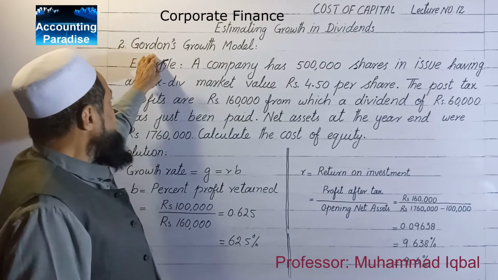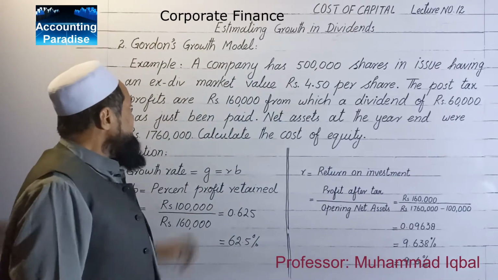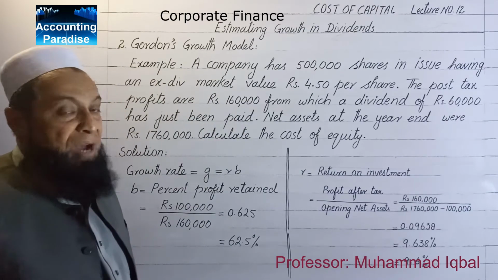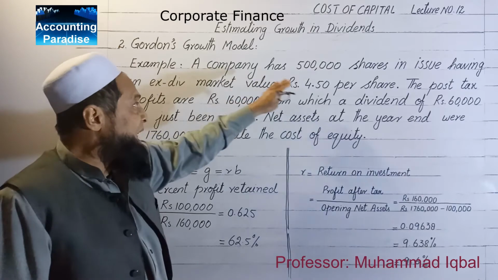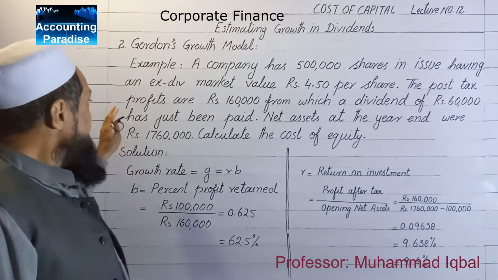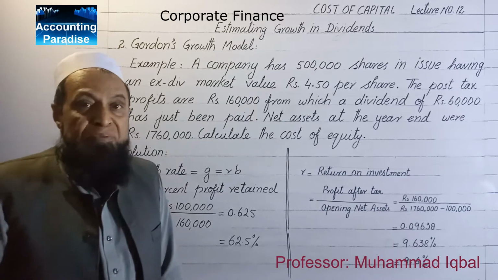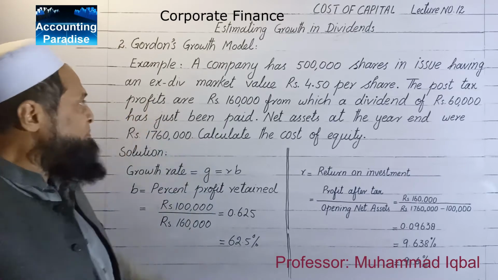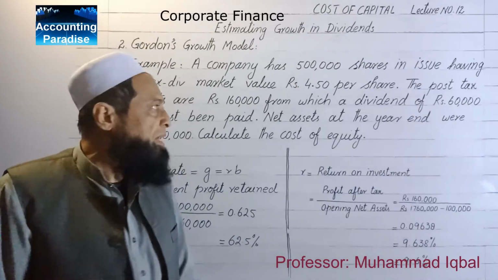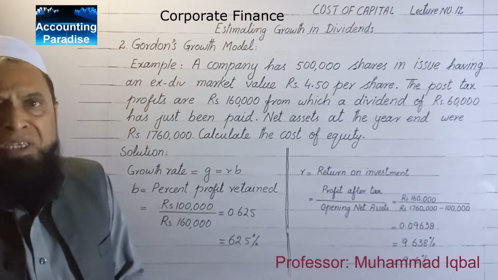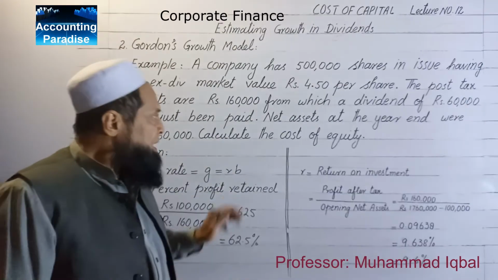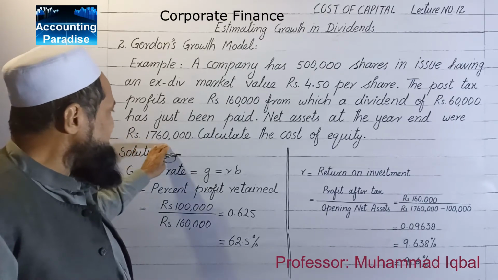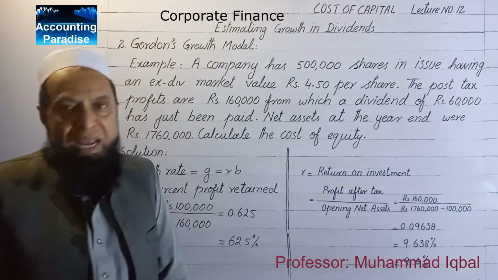We are discussing Gordon's growth model. Here is an example of this method. A company has 5 lakh shares in issue, having an ex-dividend market value of rupees 4.50 per share. The post-tax profits are rupees 1,60,000, from which a dividend of 60,000 has just been paid. Net assets at the year end were rupees 17,60,000. Calculate the cost of equity.